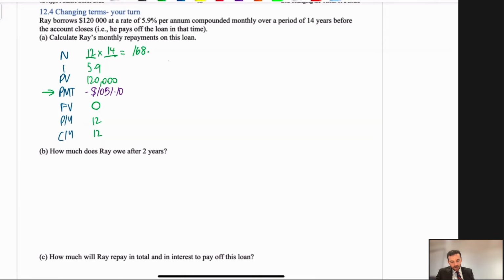Okay, and so we can say we're paying $1,051.10 every month. And if he pays that exact amount, Ray is going to pay off this loan in exactly 14 years based on this interest rate.